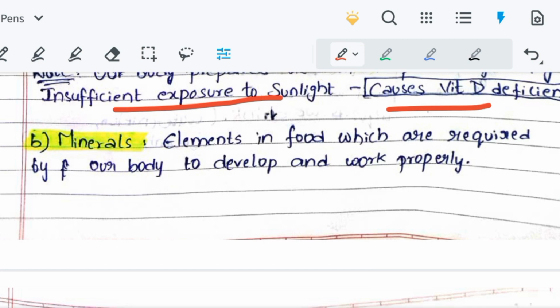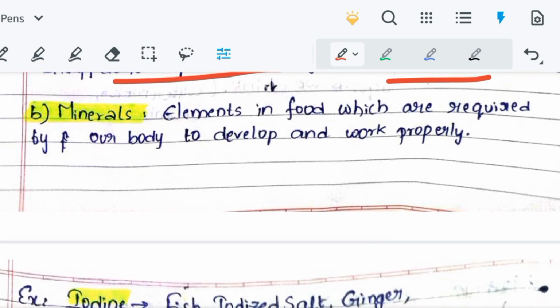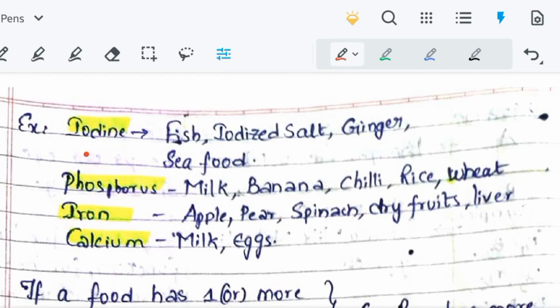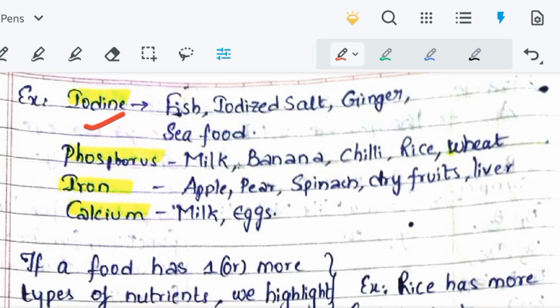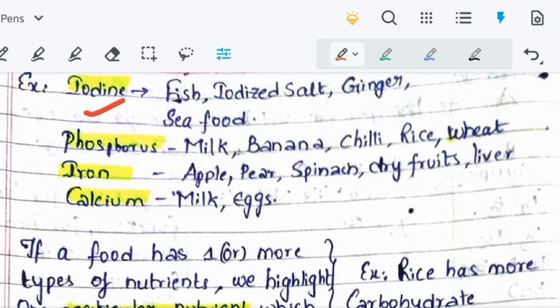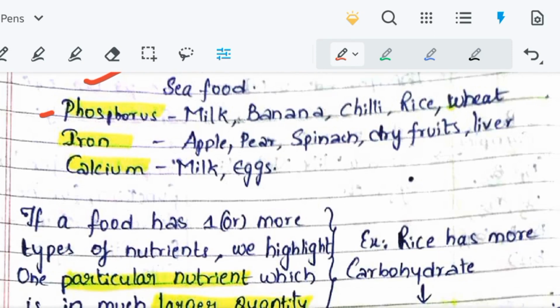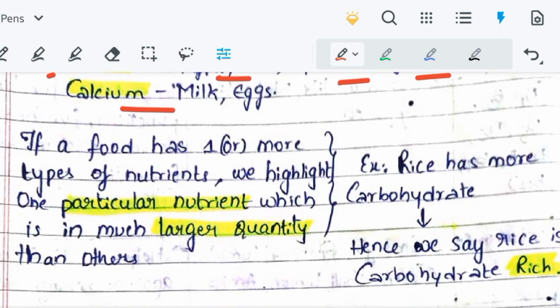Now, talking about minerals, I told you that they are very much required for development and good working of the body. Examples: iodine, you get it from the seafood, sea fish, prawns, shrimps, ginger, etc., and iodized salt as well. Phosphorus, you get it from milk, banana, chili, rice, and wheat. Iron, very important for hemoglobin formation. You get it from fruits like apple and pear. You get it from the leafy vegetables like spinach, dry fruits, etc. And calcium, you get from milk products.